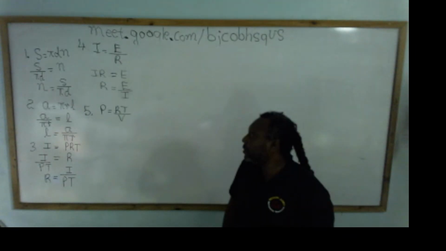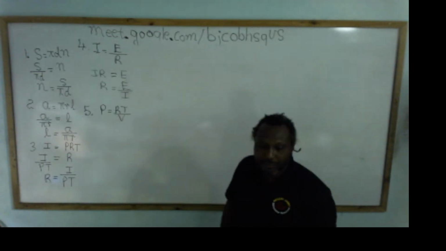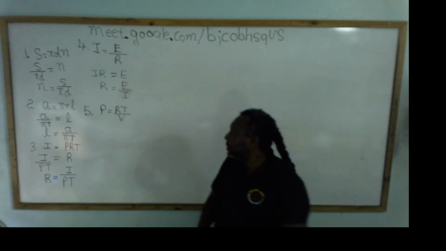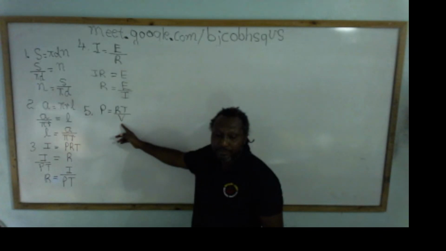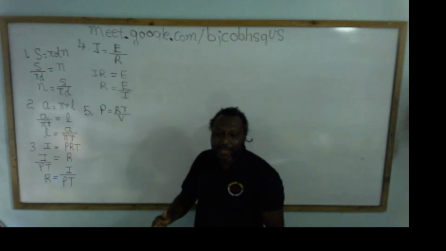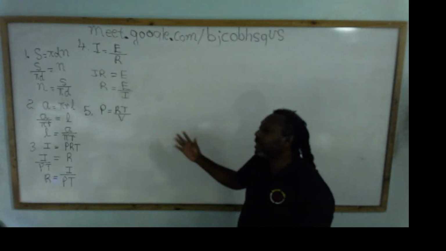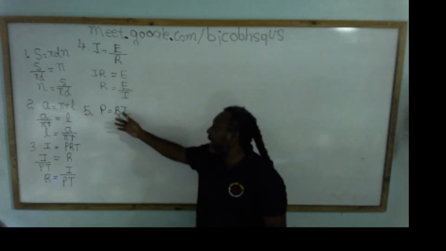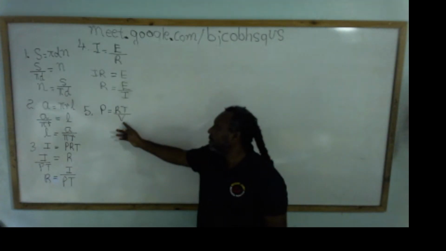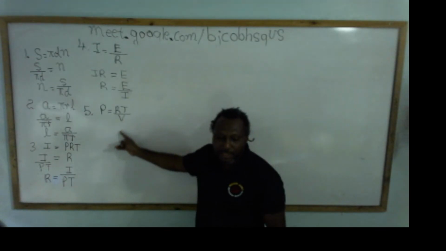So P is equal to RT over V for number 5, and we are attempting to make T the subject of the formula. We will eliminate R and V. As a matter of fact, we may eliminate them all at once. However, let us take a one at a time approach on this occasion. That being the case, we have RT over V. Now, we need to eliminate the R. We also need to eliminate the V.